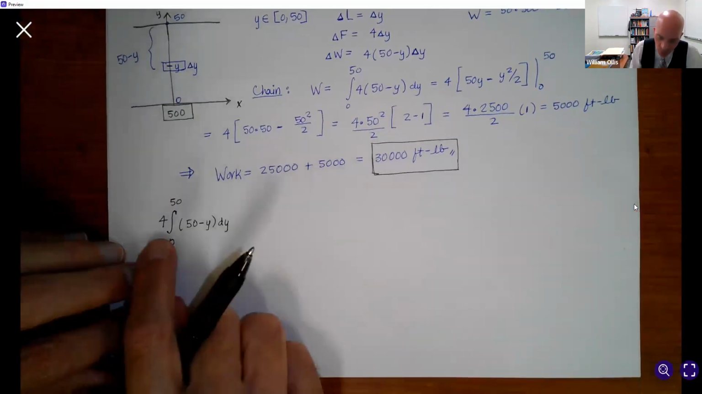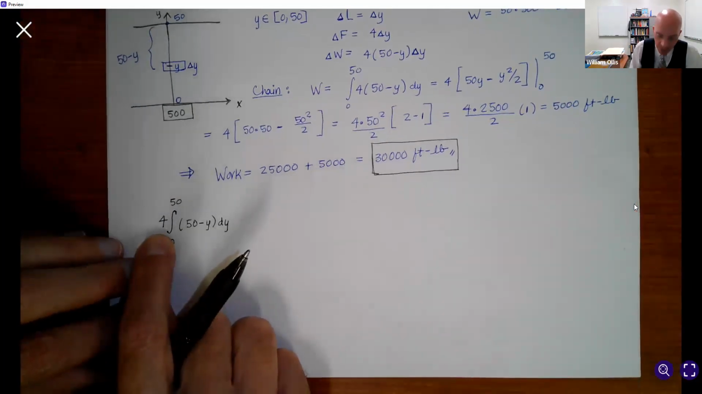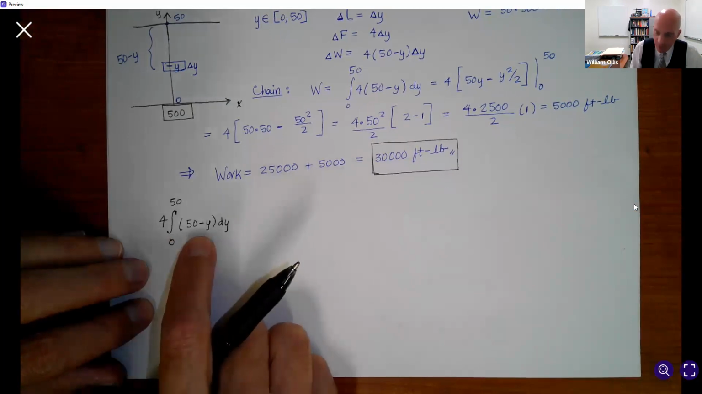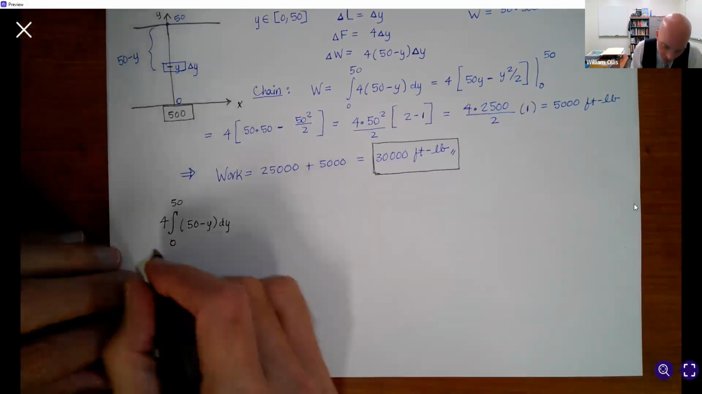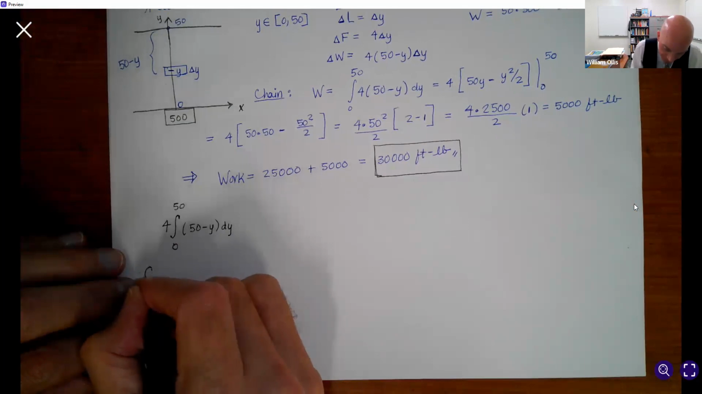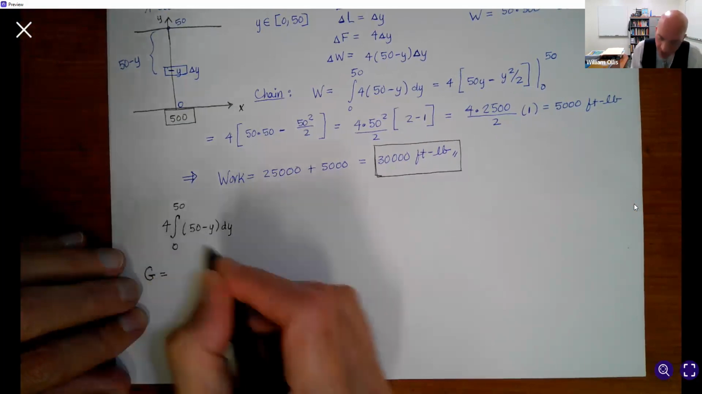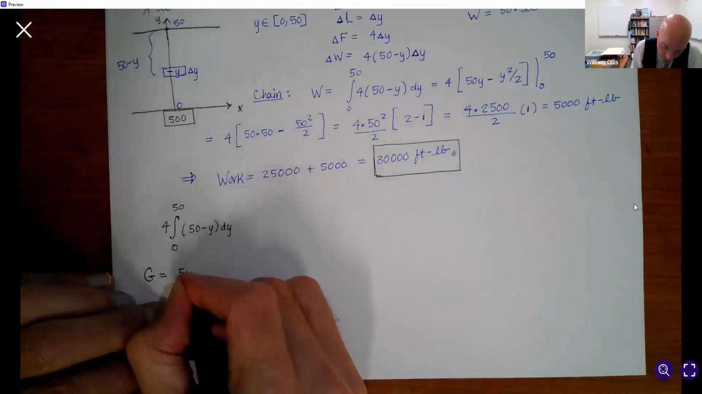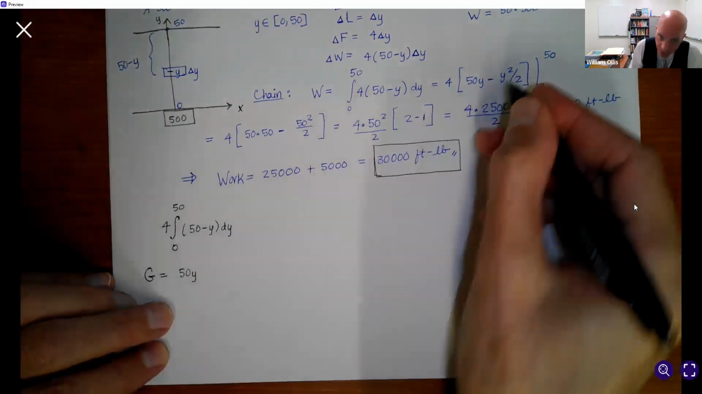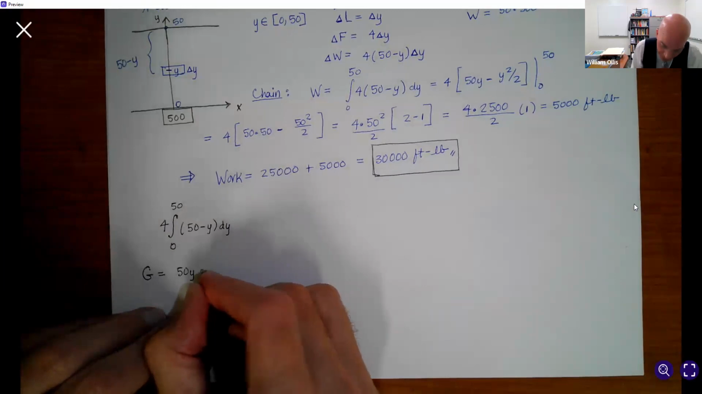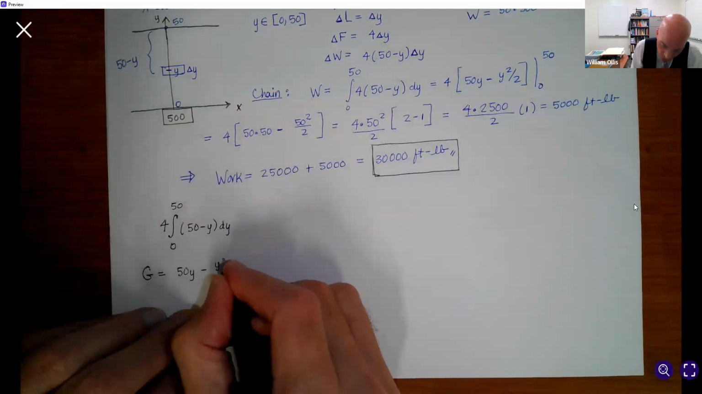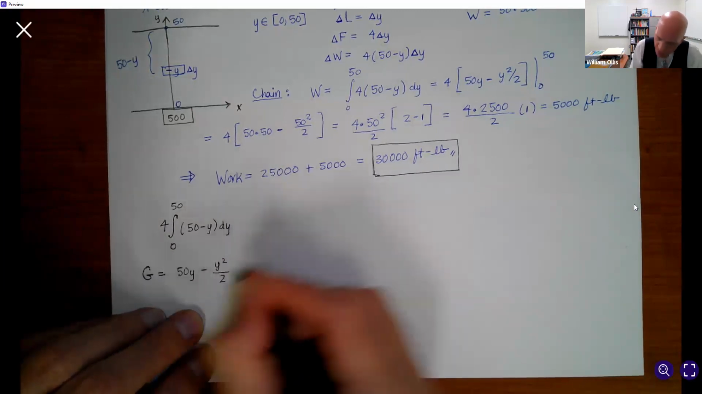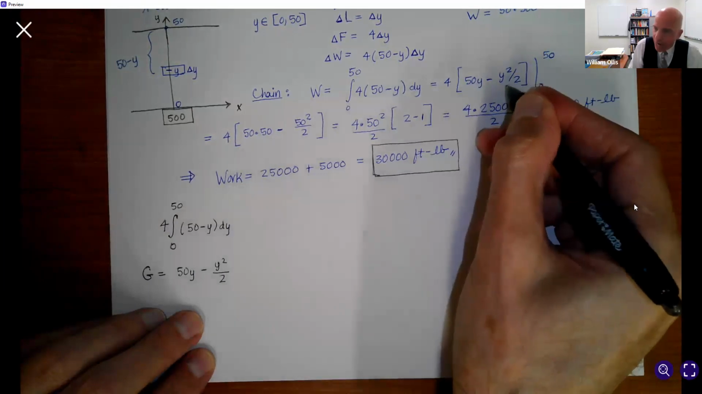So now, since we've used linearity to factor the 4, we can just focus on the 50 minus y. So if you like, you could do a big G. And of course, I'll use G instead of F since F is already taken. So this will be a 50y, and of course, it's going to look just like that, but I'm going to manipulate it a little bit, and then a y squared over 2. So this is certainly a way to do it.